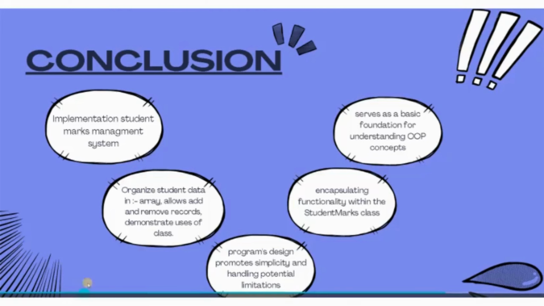I will present the conclusion, the last part. For the conclusion, the C++ program provides a straightforward implementation of a student marks management system using object-oriented programming. It organizes student data in an array, allows for adding and removing records, and demonstrates the use of classes for better code organization. The program's design promotes simplicity, encapsulating functionality within the student marks class and handling potential limitations effectively. This example serves as a basic foundation for understanding object-oriented programming concepts in practical coding scenarios.